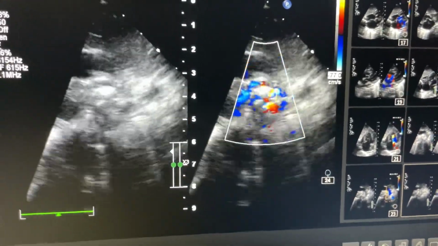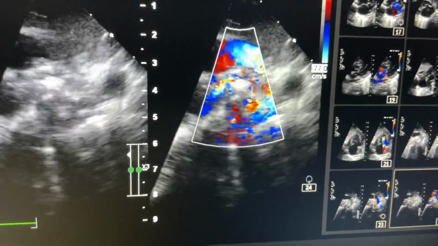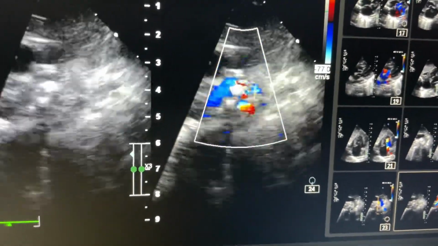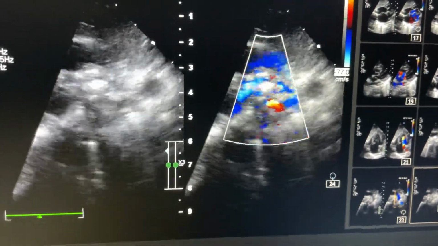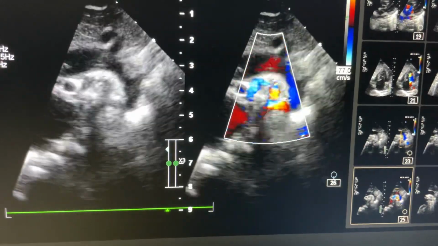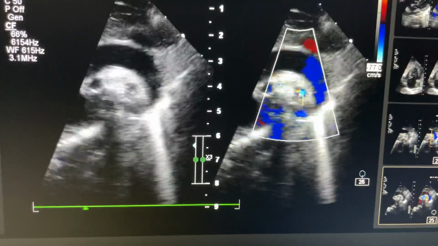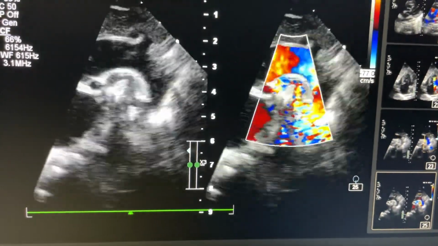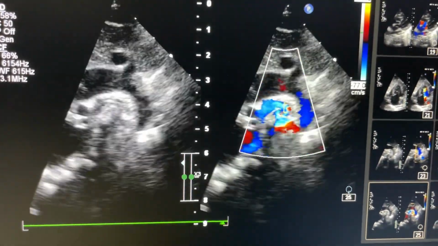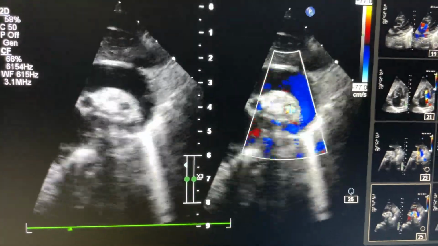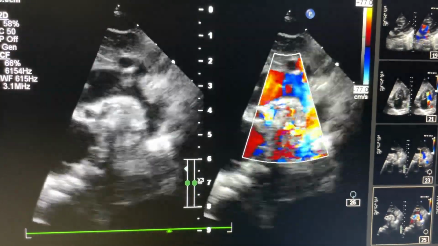You can see the flow is quite turbulent. Same thing. You can easily see here the descending aorta through collateral into main pulmonary artery, then right pulmonary artery. The flow is turbulent, mosaic color, mixed color pattern indicating raised velocity across this part.